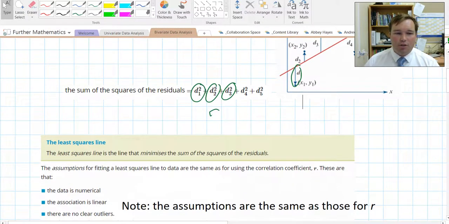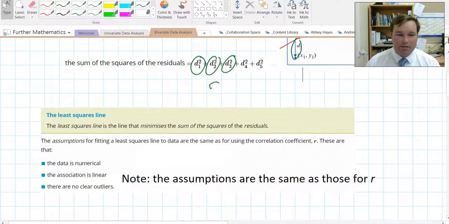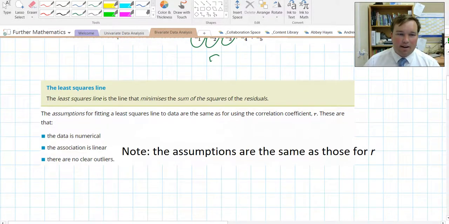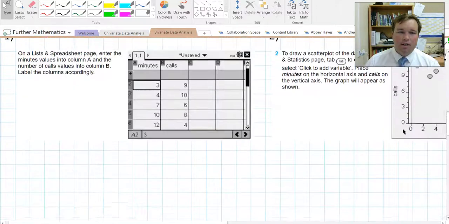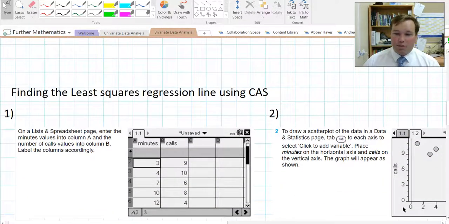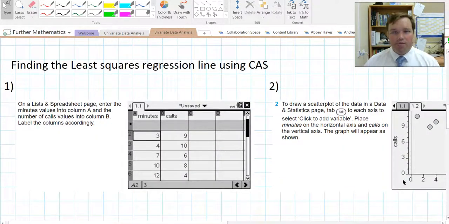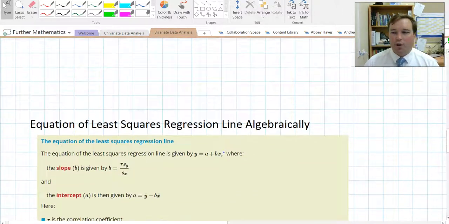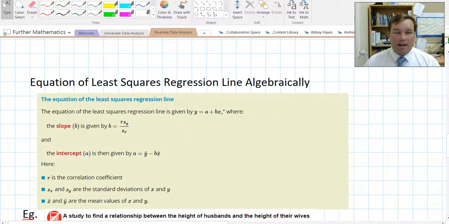Alright, now note for least squares regression to work, the least squares line is a line that minimizes the sum of squared residuals. The assumptions are that the data is numerical, the association is linear, and that there are no clear outliers. Notice these are the same assumptions as those made for R. I've added instructions there on how to do a linear regression, should you feel the need to copy them into your books. And I do suggest you copy in instructions because you don't want to forget it.